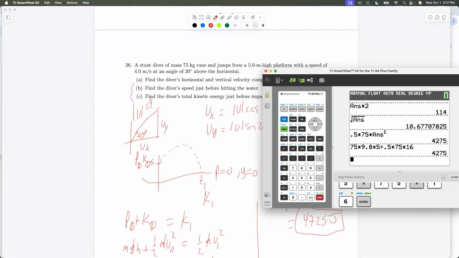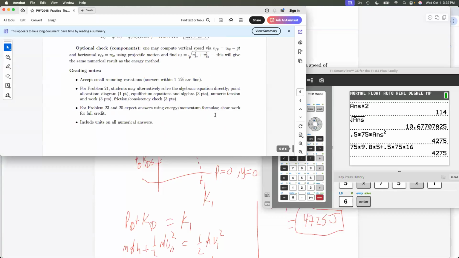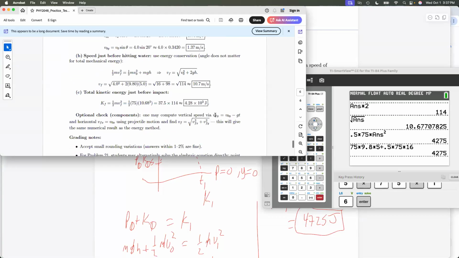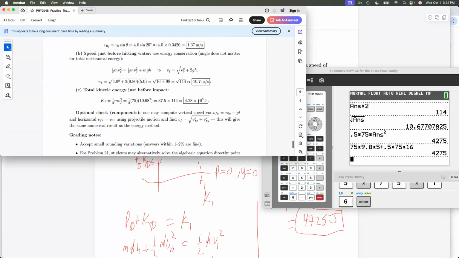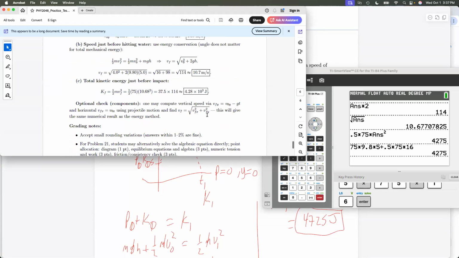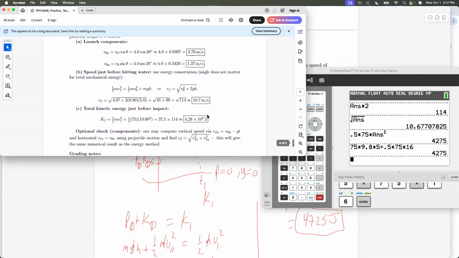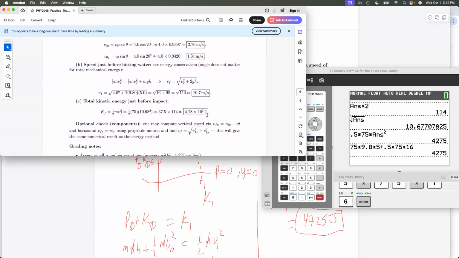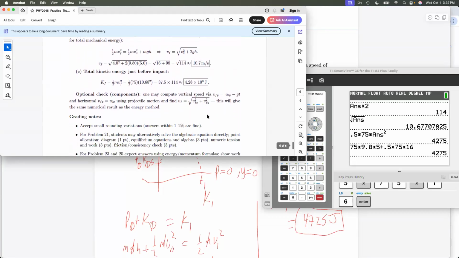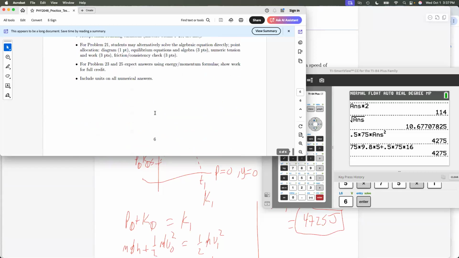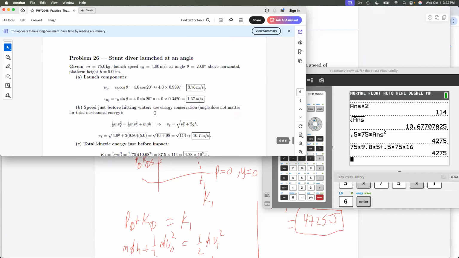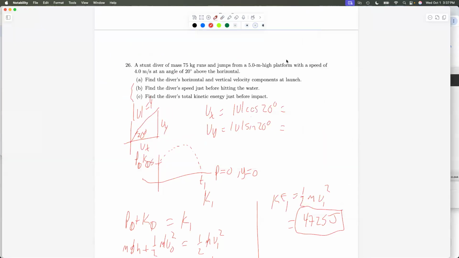All right, now let's check and see what they got over here. Yeah, they put it in scientific notation, same thing. And they're saying use projectile motion to check the answers. All right, I think that's a good place to stop.